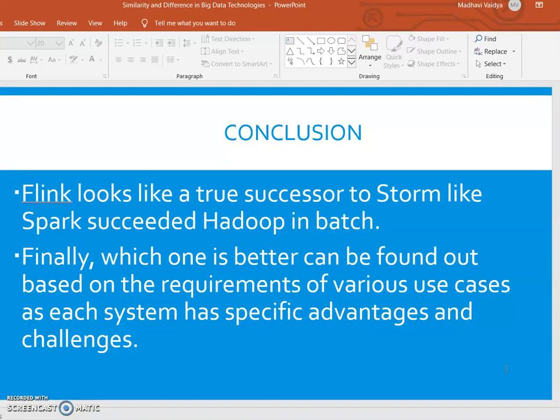So finally, I would like to conclude: Flink looks like a true successor to Storm, like Spark succeeded Hadoop in batch. Finally, which one is better can be found out based on the requirements of various use cases, as each system has specific advantages and challenges.